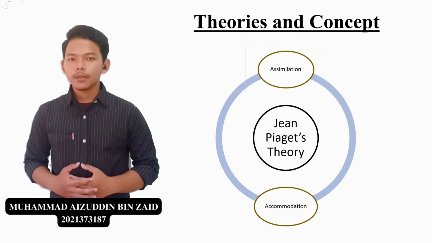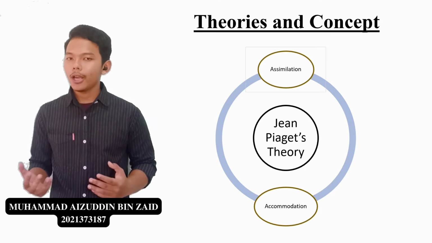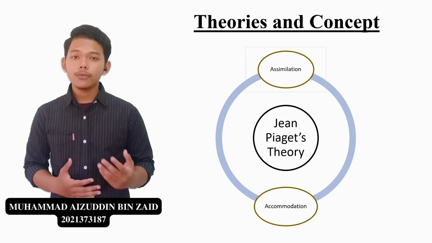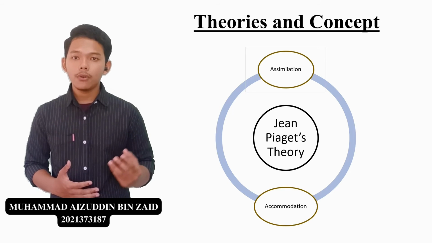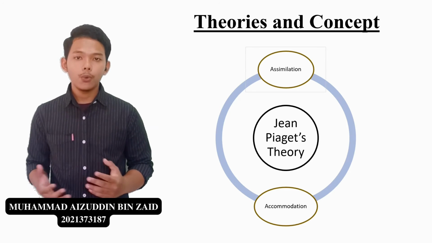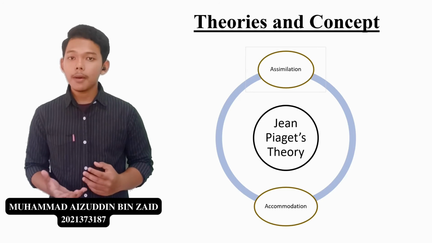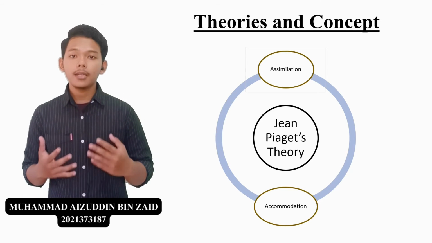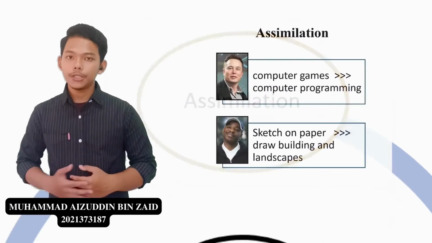Firstly, the assimilation and accommodation in Piaget's theory. Assimilation is the concept of incorporation of new information into existing knowledge. Meanwhile, accommodation is adjusting the schemas to fit new information. The concept of assimilation can be related to Elon Musk and Stephen Wiltshire.